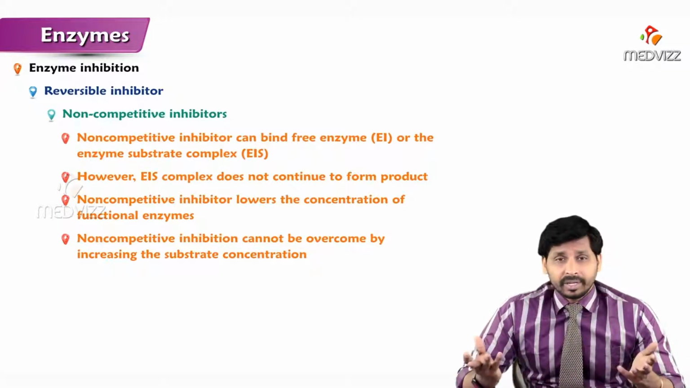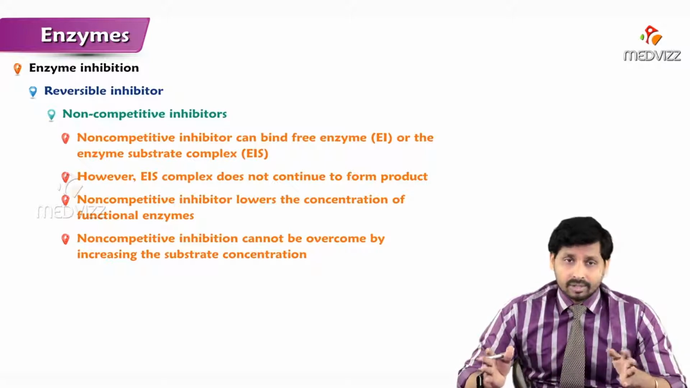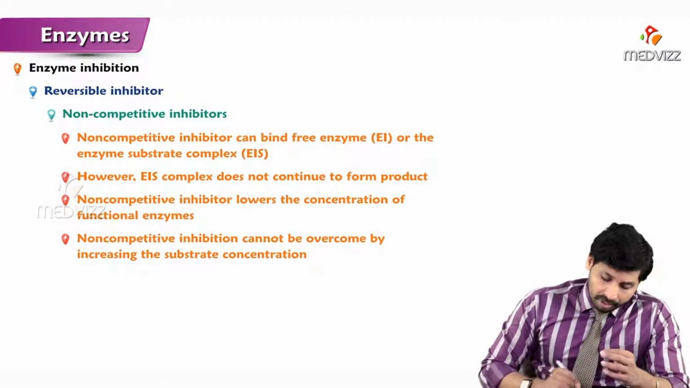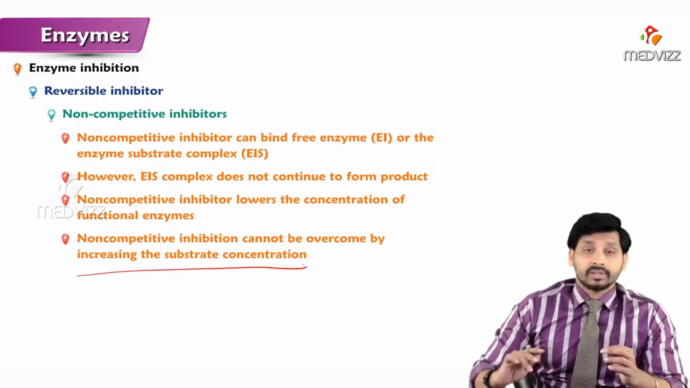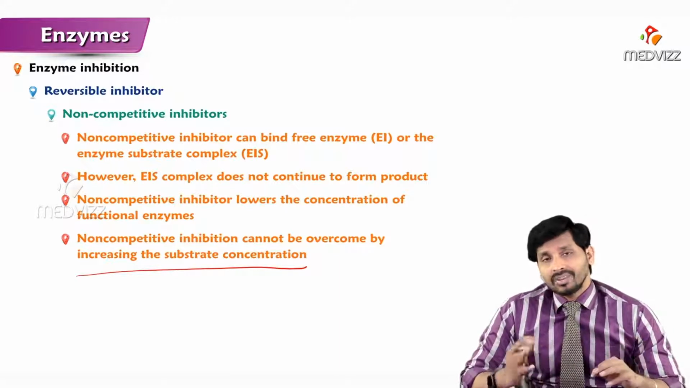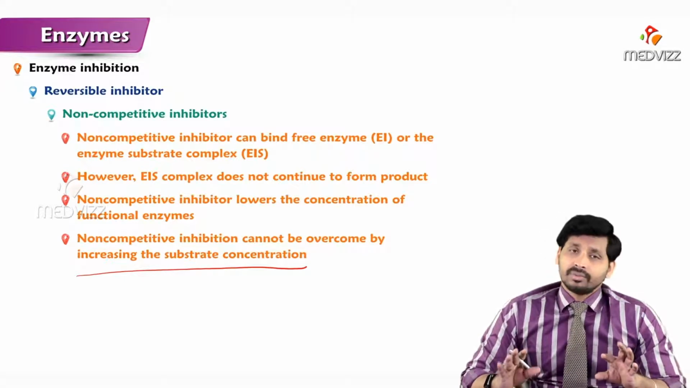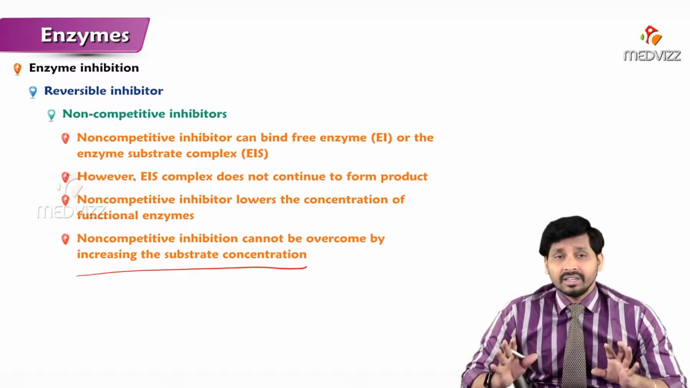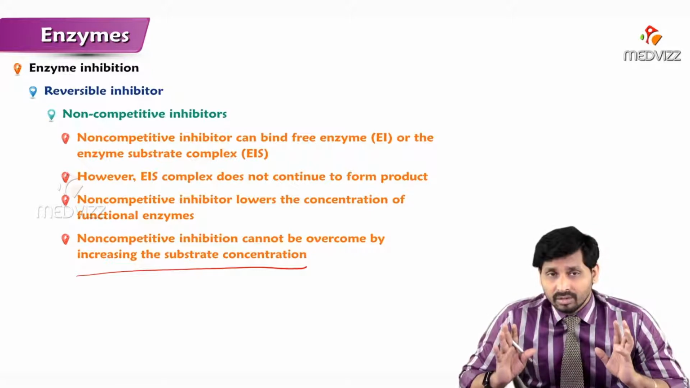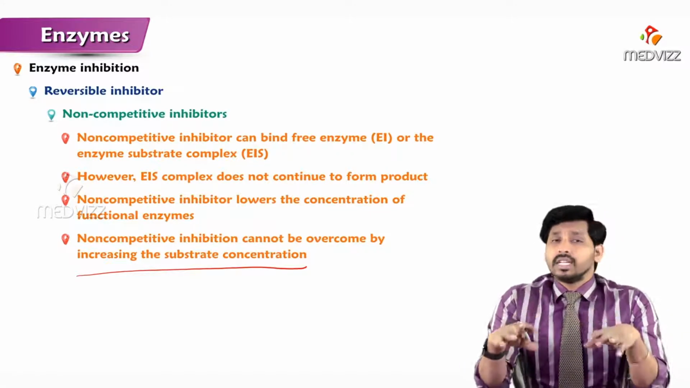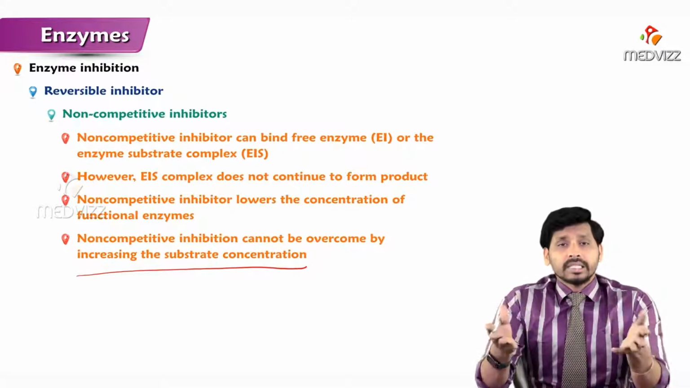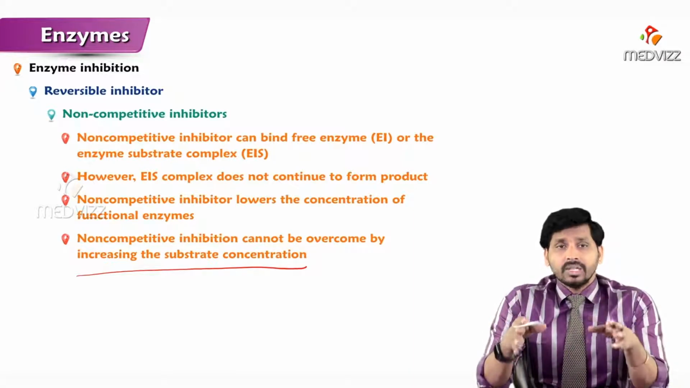Non-competitive inhibitors lower the concentration of functional enzymes, and non-competitive inhibition cannot be overcome by increasing the substrate concentration. In competitive inhibition, if you raise the substrate concentration, you can reverse it. But in non-competitive inhibition, as the inhibitors are not binding to the active site, there is no use in increasing the substrate concentration to reverse the inhibition.